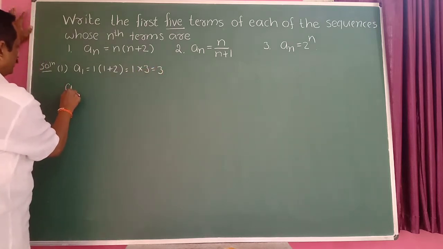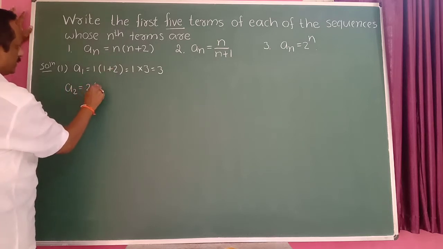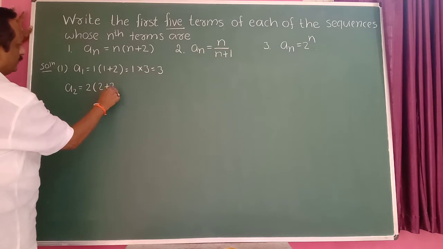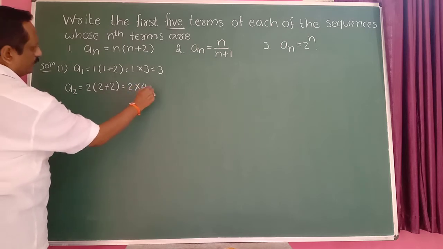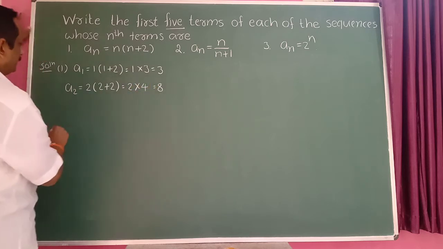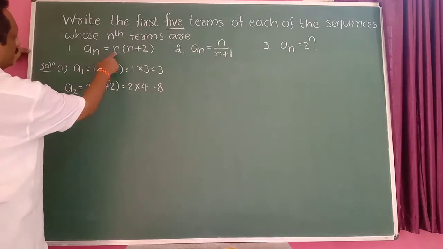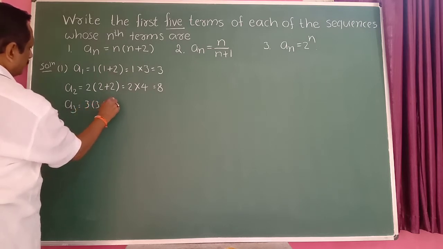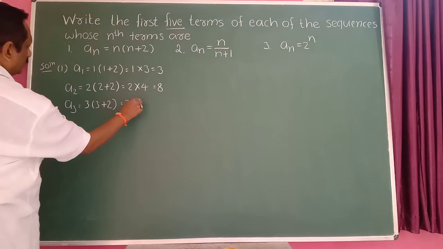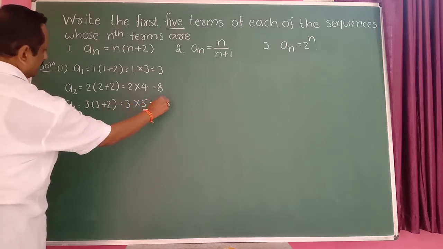Then a2 is equal to, put n equal to 2 here. So 2 into (2 plus 2), that is equal to 2 into 4. Then 2 4s are 8, which is equal to 8. Then a3 is equal to, put n equal to 3 here. So 3 into (3 plus 2). Therefore 3 into 5. Then 5 3s are 15.